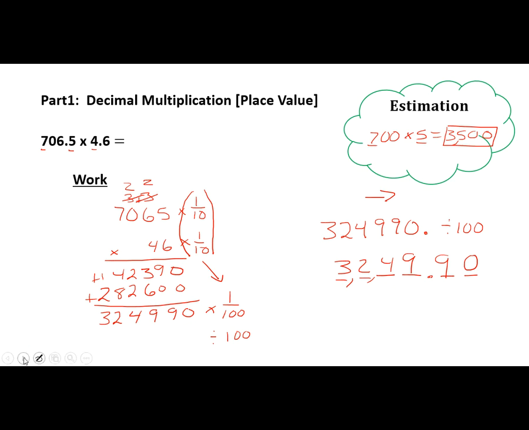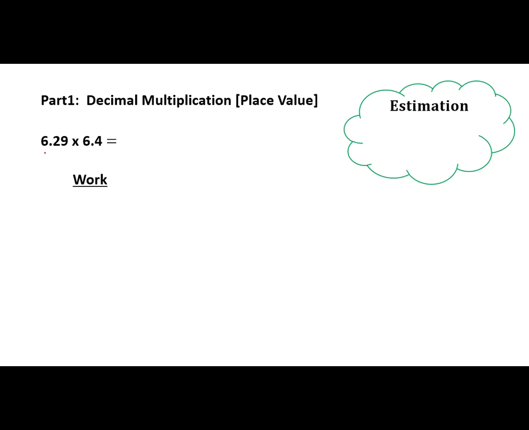Let's continue on to the next problem. If I was to estimate this, you can see that I have 6. And again, we round to the highest place value, another 6. So my estimated answer is going to be about 36. Now let's go to work.